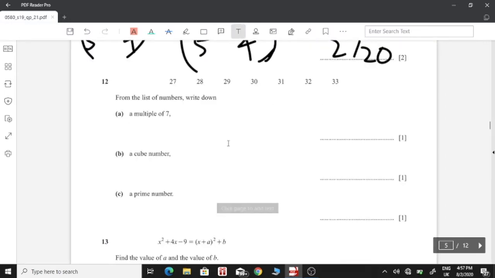Question number 12. From the list of numbers, write down a multiple of 7. This can be 28. A cube number, 27, or 29.